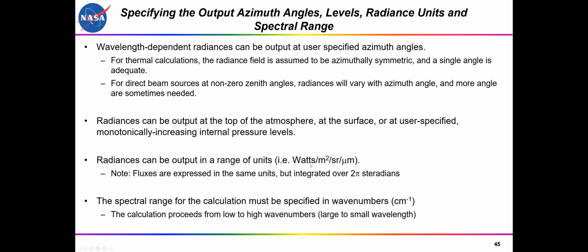If you specify watts per square meter per steradian per micron for the radiances, it will generate fluxes in watts per square meter per micron. It'll integrate over the 2 pi steradian. So you have the same basic units except for the angular unit. The spectral range of the calculation has to be specified in wave numbers. So what does that look like?